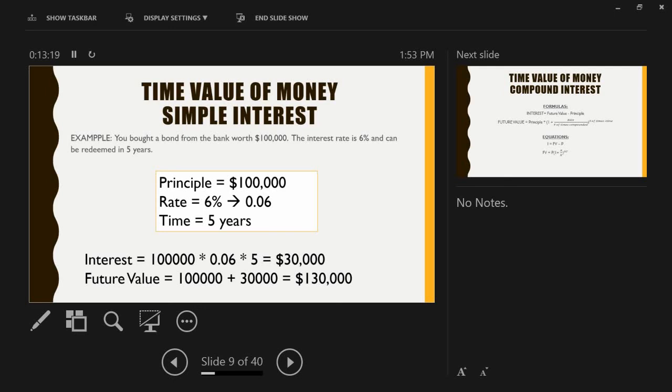But again, you're not doing anything. It's just sitting in the bank and accruing all this interest. So again, you originally started with $100,000, and now 5 years down the line, you try to redeem it, and now it's worth $130,000. Okay, so good. All right, simple enough.